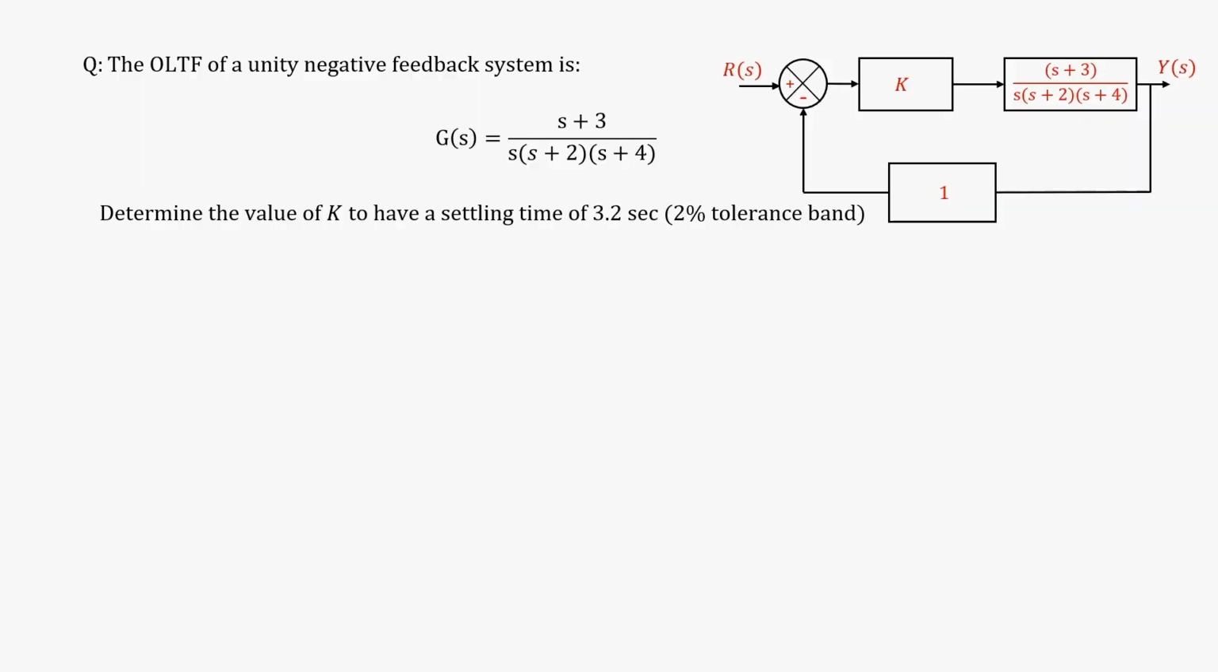So here is another system which is of this form, and notice now this system has a 0 as well as 3 poles. The open loop transfer function has a 0 and 3 poles. Okay. And now the question is, determine the value of K so that we have a settling time of 3.2 seconds. It is a similar question like the previous one.